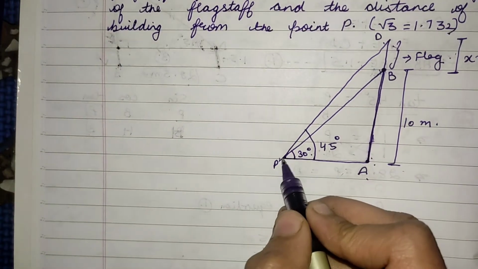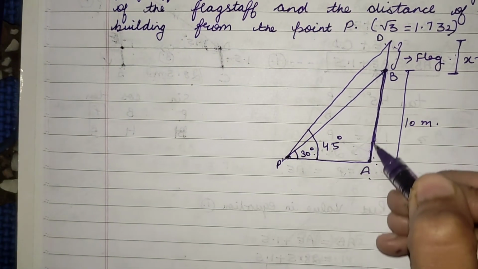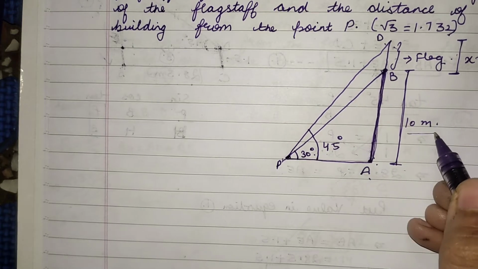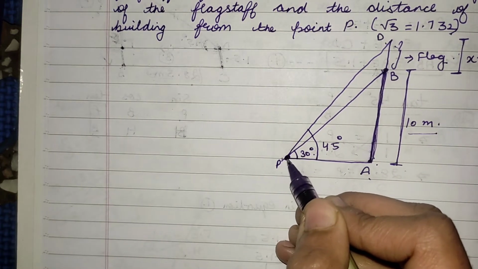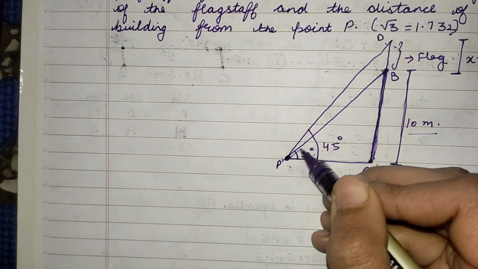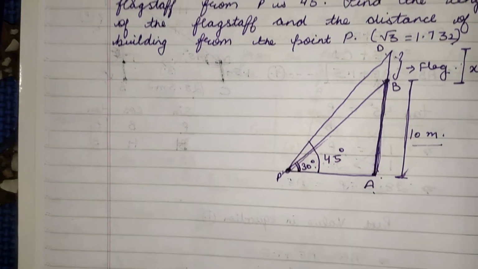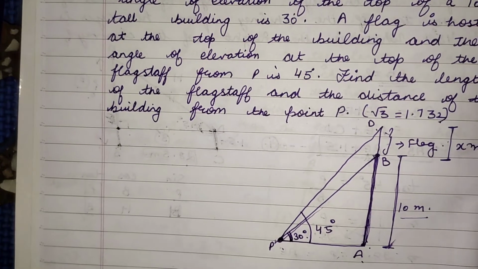So what is given to you? This is a building. Suppose AB is a building. The height of the building is given to you equal to 10 meter, and from a point P on the ground, the angle of elevation at the top of the tower is equal to 30 degree. Then next, what is given to you?